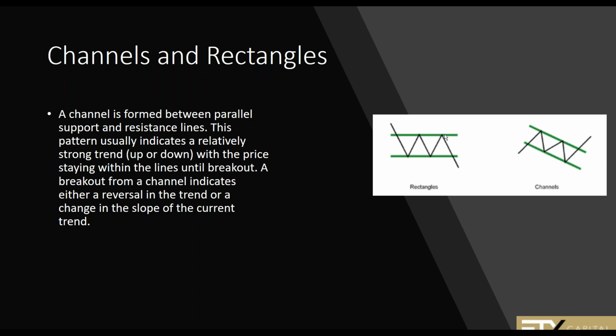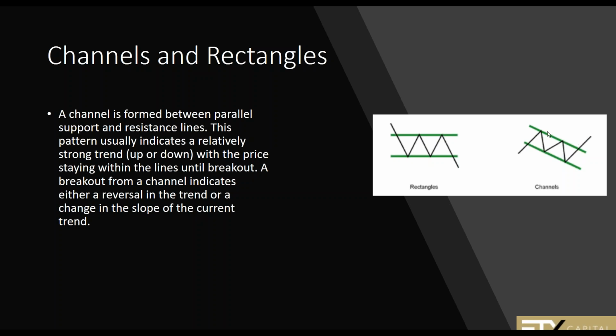A lot of times we call these double tops or double bottoms or triple tops and triple bottoms, because the price is falling down, hitting a resistance line, bouncing off and coming back to the support line, falling back to the resistance, coming back to the support. And what we actually have is a double top or a double bottom, depending on whether price is moving up or down. And this forms the rectangle.